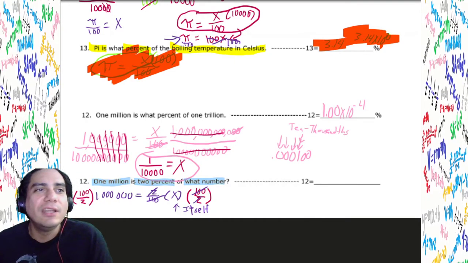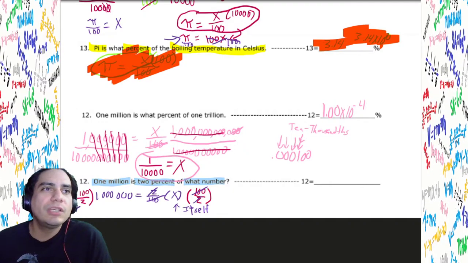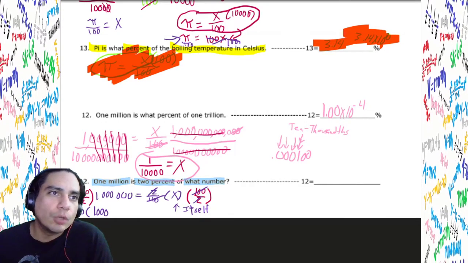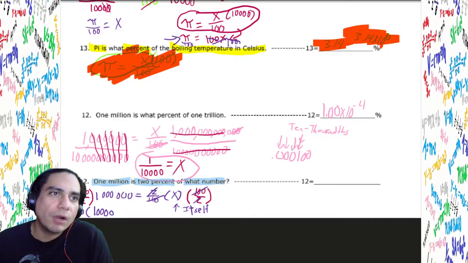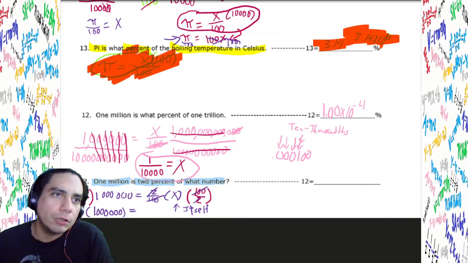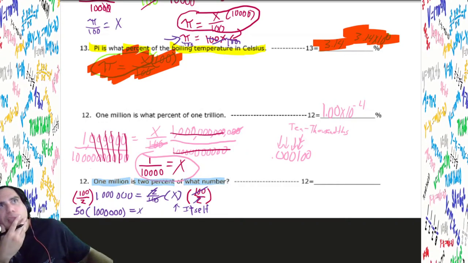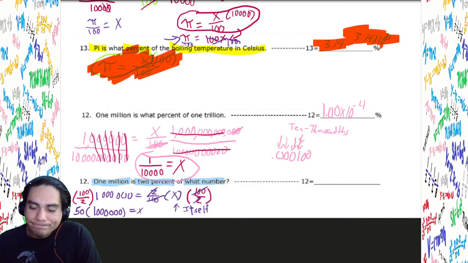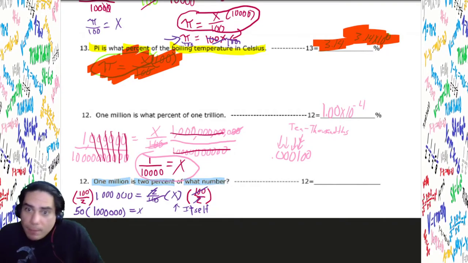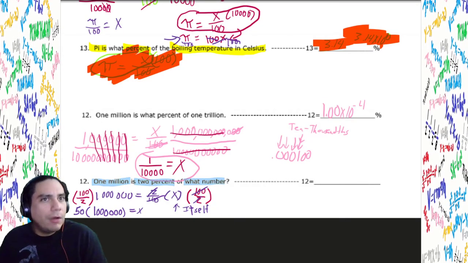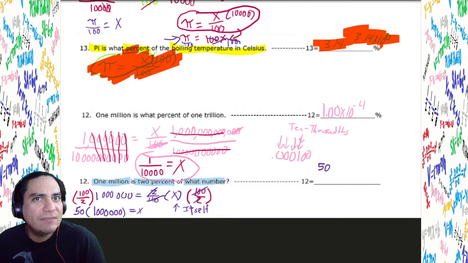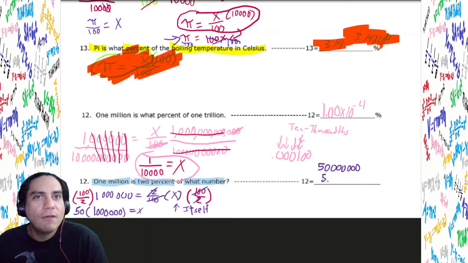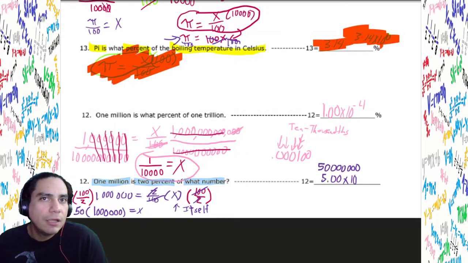Now some of you might even say, why multiply by 100 divided by 2, when we could just multiply by 50? If you're able to see this, power to you. So we got 50, because 100 divided by 2 is 50, and we're going to multiply that by 1 million. I could almost guarantee it's going to be about 50 million. Easy as that. And if you want, write that in standard notation: 50,000,000. Or scientific notation: 5.00 times 10 to the 7.